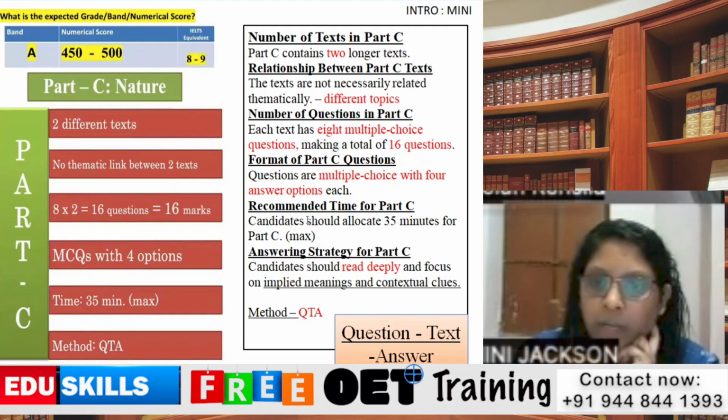The recommended time, according to our strategy, is a time limit of 35 minutes maximum. Then the answering strategy for this part is that a candidate should read deeply and focus on the implied meaning and contextual clues. The method we can use is the question, text, answer, QTA, method.